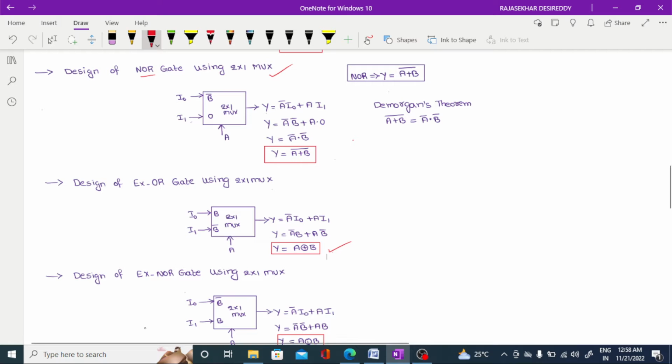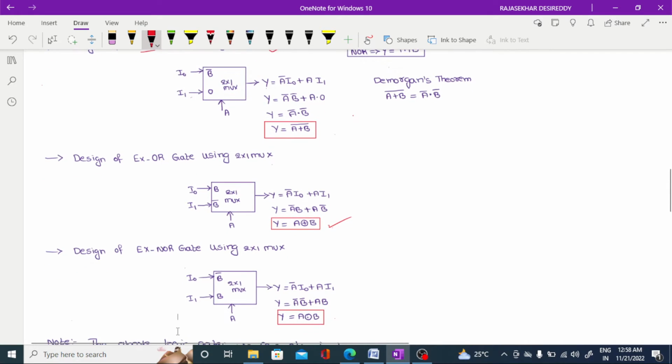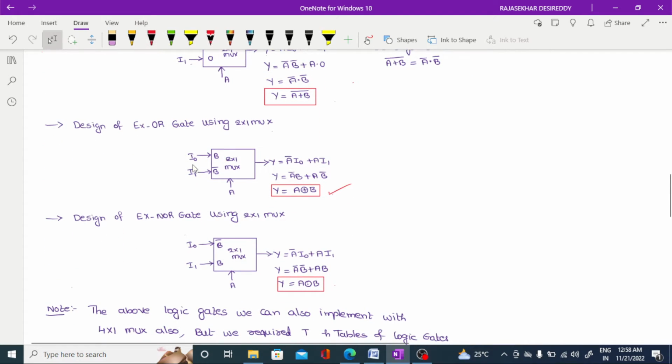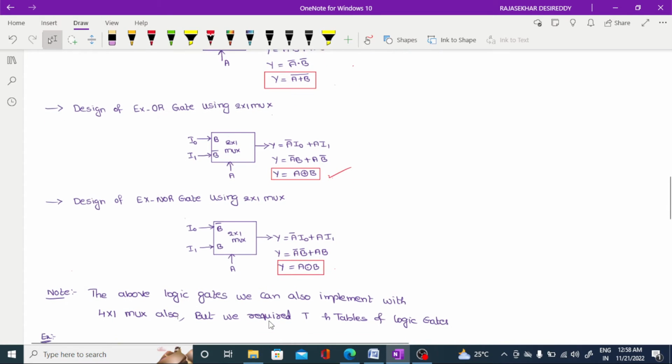Now the XNOR gate also: it is B bar and B, 2 by 1 mux, A bar into I0 plus A into I1. Directly you will get Y equal to A exclusive NOR B.